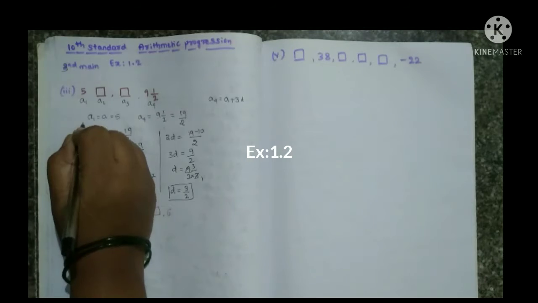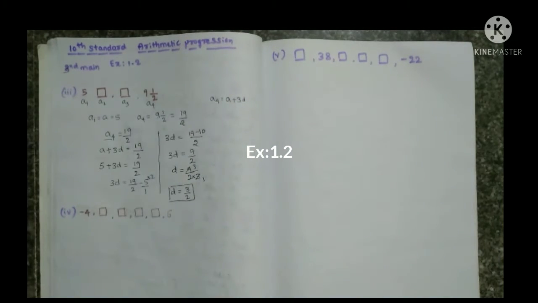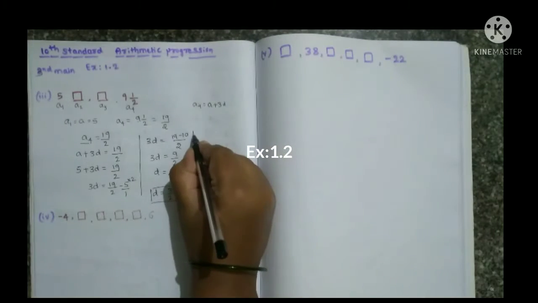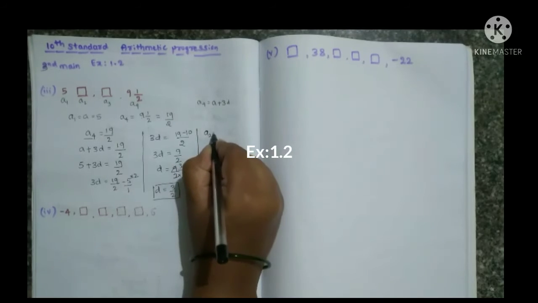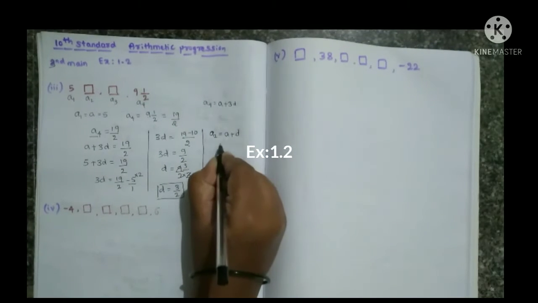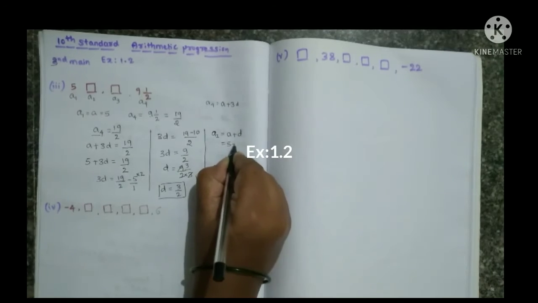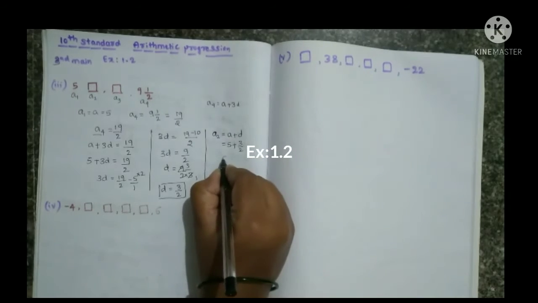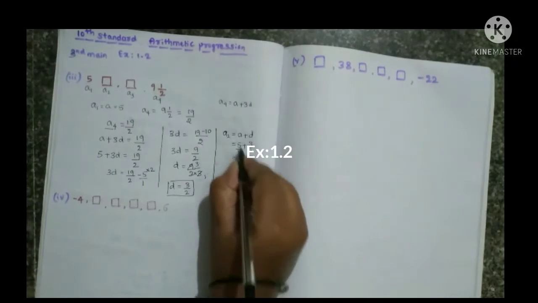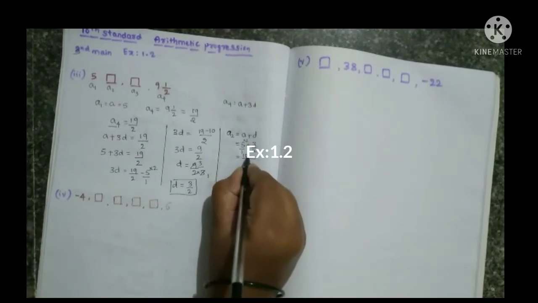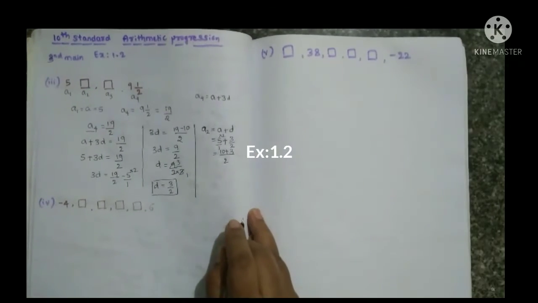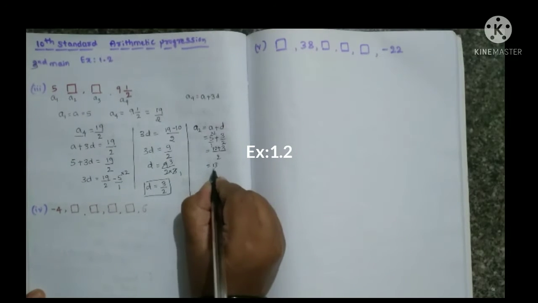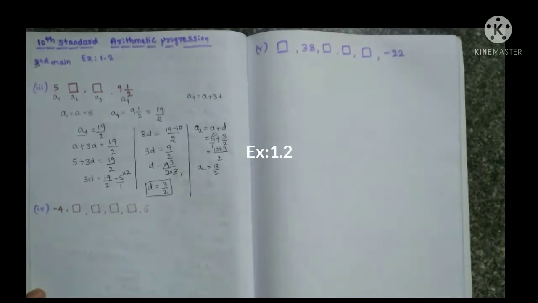We have the A value already and the D value also we got now. Now we can find any term of the AP. Here we want to find A2 and A3. We know the A2 formula is A2 equal to A plus D. A value we have as 5 and D value we got as 3 by 2. Now simplify it. LCM of 2 and 1 is 2. Here I should multiply by 2. 5 2s are 10 plus 3, 10 plus 3 is 13 by 2. So this is the A2 value.